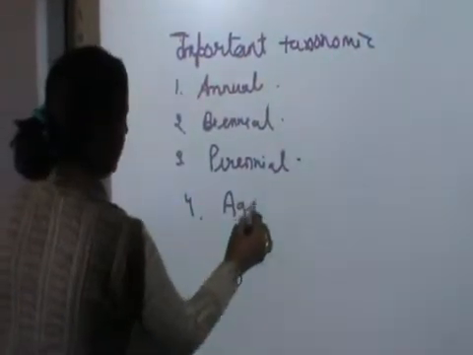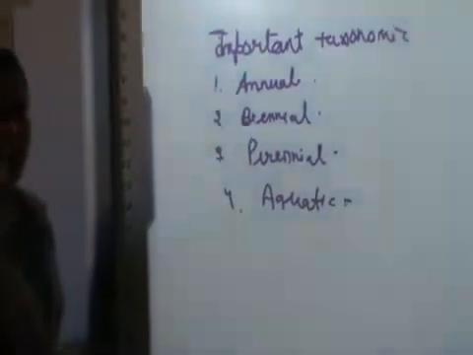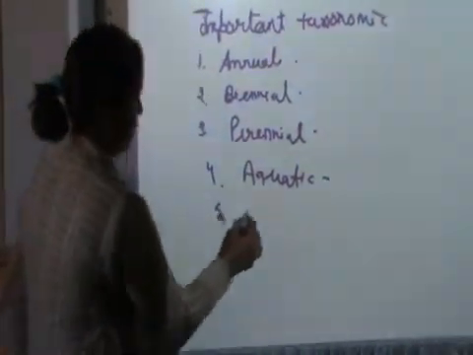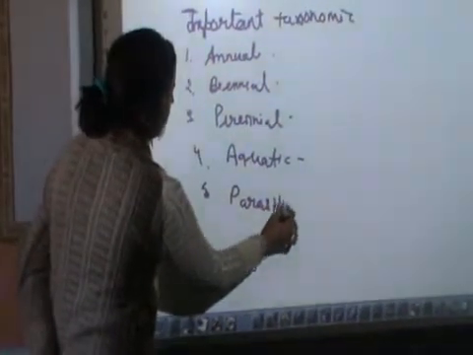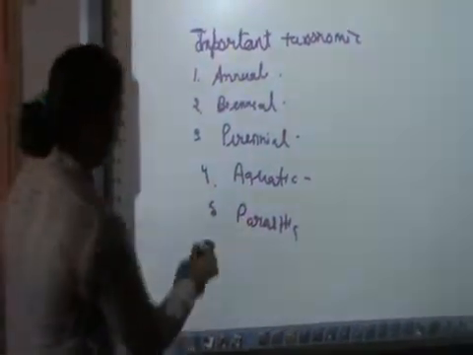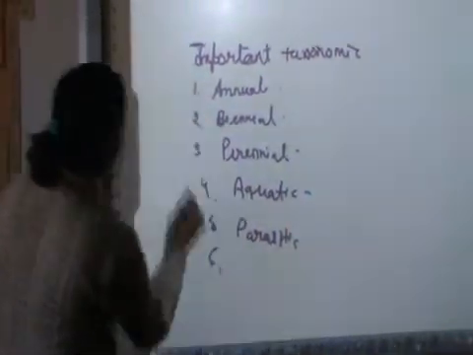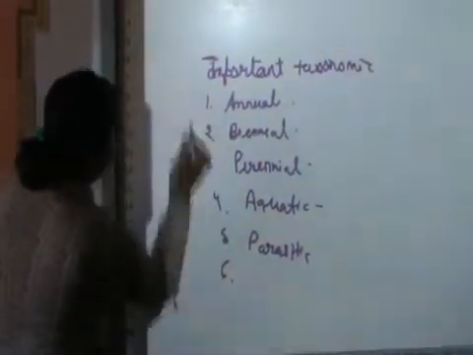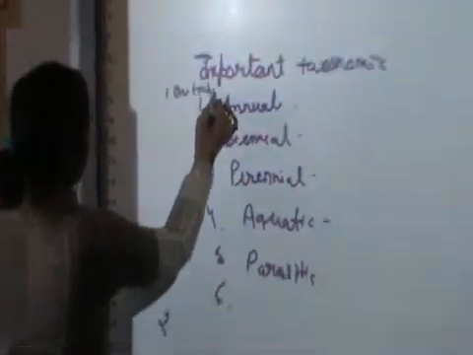Aquatic: plants that grow in water are called aquatic plants. Parasitic: plants that grow on other plants only for food and water are called parasitic. Next, the first classification is based on habit and habitat.